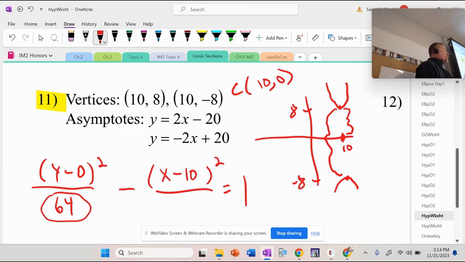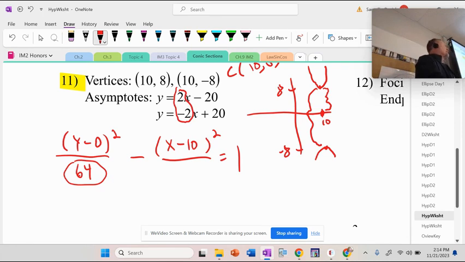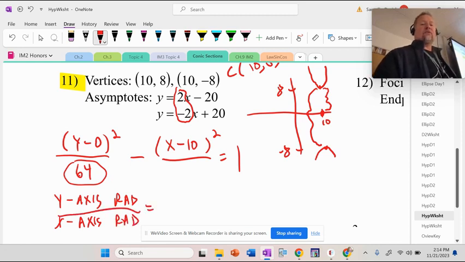Wait a minute. There's something wrong. What did I tell you the slope is? The slope is rise over run, but it's y-axis radius over x-axis radius. So they're telling me the y-axis radius. Hold on a minute. Something doesn't mesh here. The y-axis radius over the x-axis radius is equal to plus or minus 2 over 1.